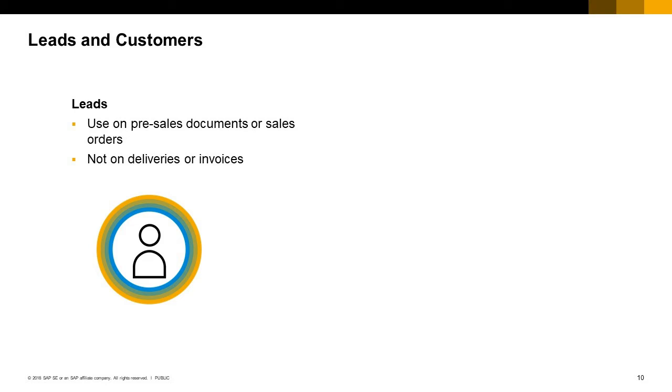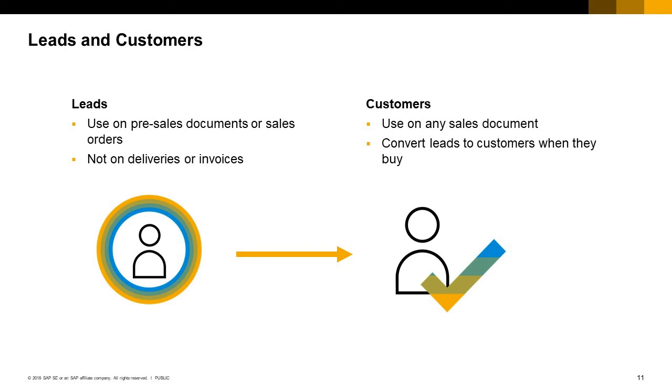This allows you to begin processing a potential customer's order but keeps uninformed users from delivering items to an unknown or unapproved customer. Once you assign a lead to a sales document, the lead cannot be deleted, even if the deal does not go through. When the lead takes the next step and buys a product or service, the lead becomes a customer.